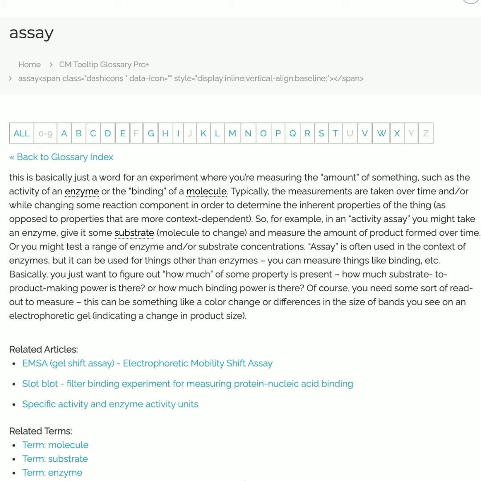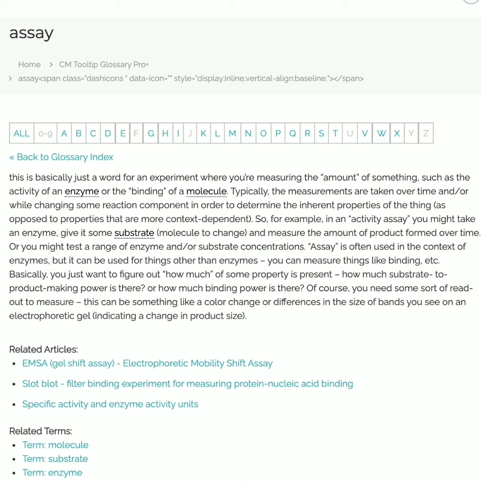In biochemistry, we're often using it to talk more in terms of a functional property. So how much activity does an enzyme have? And so an enzyme is typically a protein that helps speed up a reaction. And so you might be doing an assay to measure how much reaction speeding up power that enzyme has.